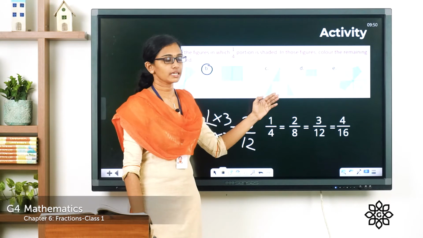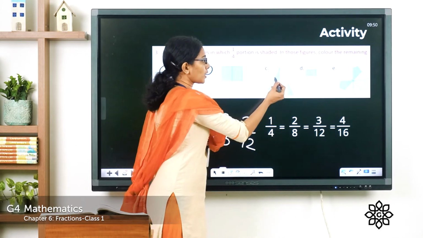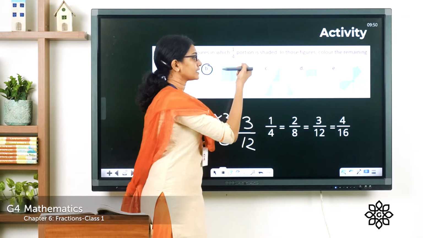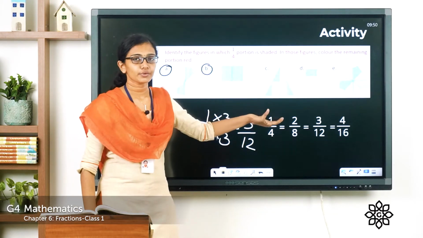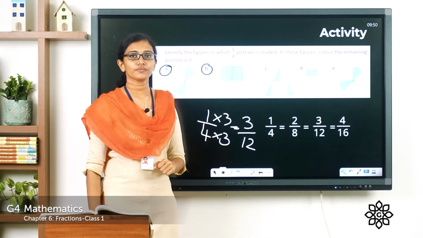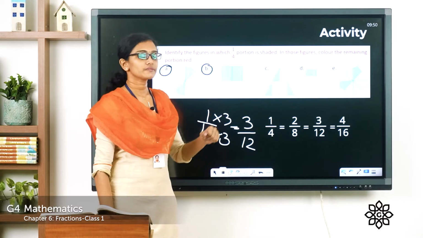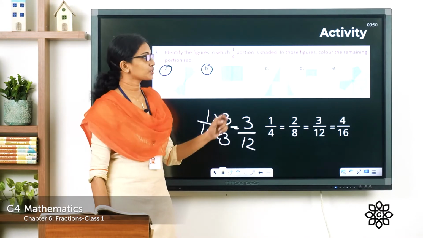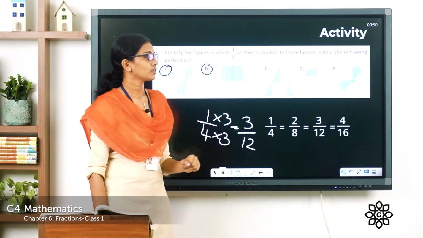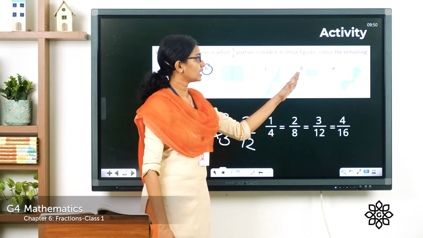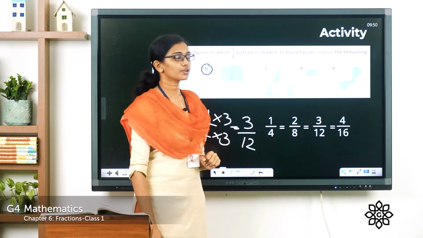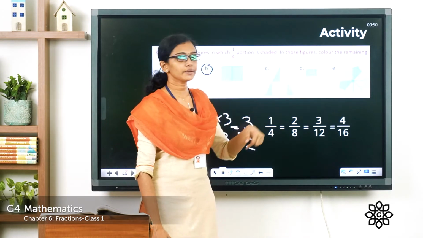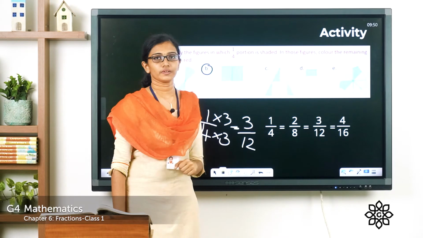What about option C? How many parts are here? 1, 2, 3, 4, 5, 6, 7, 8. Total 8 equal parts are there, but 3 of it are colored. So what is the fraction of the colored part? It is 3 by 8. Is it an equivalent fraction of 1 by 4? No. So let's leave that option as it is and move on to option D. How many parts are here? 1, 2, 3, 4. 8 parts are here and 1 part of it is colored.